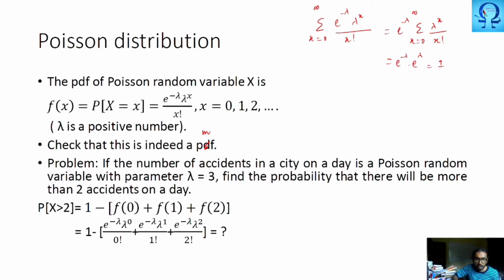Now we have a problem. If the number of accidents in a city on a day is a Poisson random variable with parameter lambda equals 3, find the probability that there will be more than two accidents. So more than two accidents is given. So probability of x greater than 2. X greater than 2 means 3, 4, 5 till infinity we need to find out. Instead of doing it, it is better to do 1 minus probability of x less than or equal to 2. So that is at 0, 1 and 2. Only these three things we find out and subtract that from 1. So we will get the required probability.